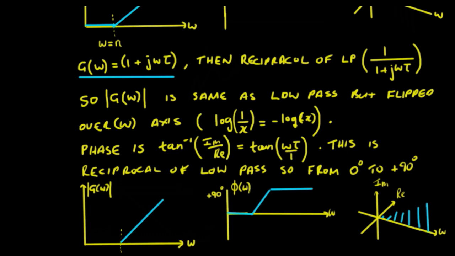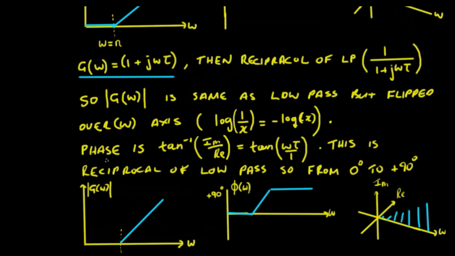So instead of dropping down at 20 dBs per decade, it's going to increase at 20 dBs per decade. Equally you could look at it in terms of the logarithms. So equivalently we're saying the log of 1 upon x is equal to minus log of x.